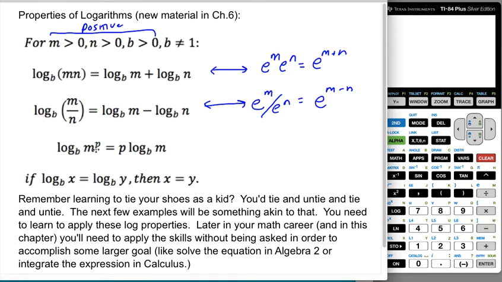So the log base b of m to a power, you can drop the power down in front. So you can take this power p and drop the number down in front, and make it p times the log base b of m. I would say p log, but you get the idea. So again, these are related.